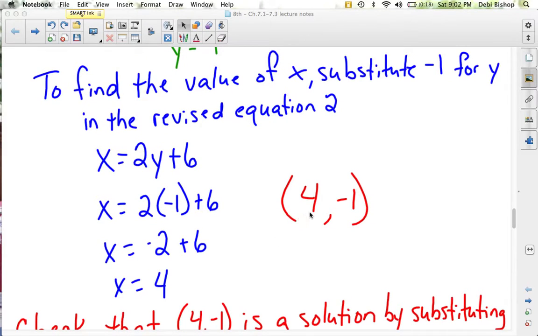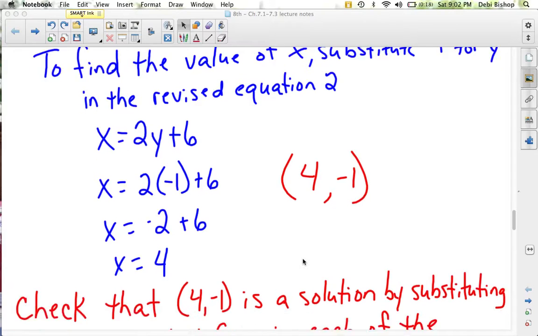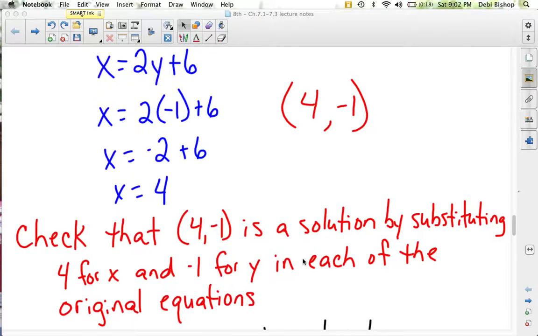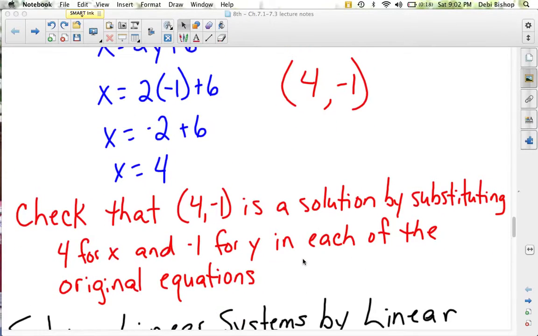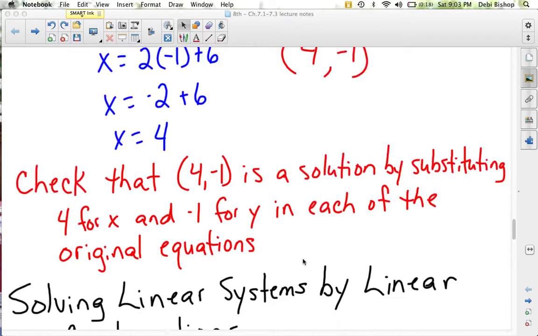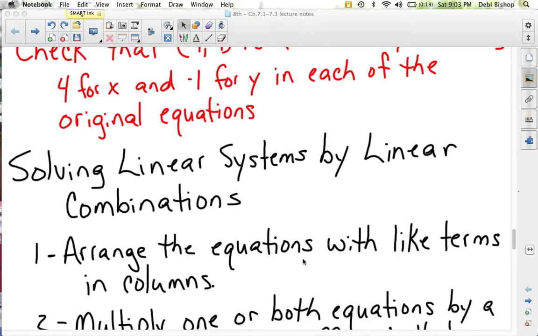And so you can see 4, negative 1 is a solution. You would check that by substituting it in. I'm not going to resubstitute it in because I did the very first time, and you can see that they do come up to a true value, and that is an answer to the solution.